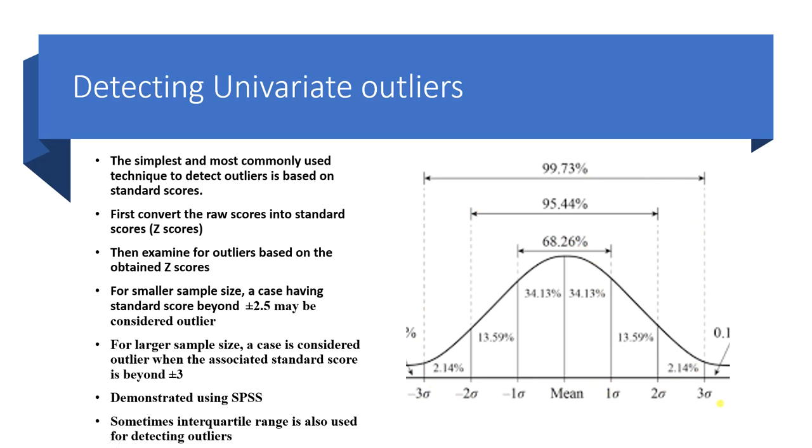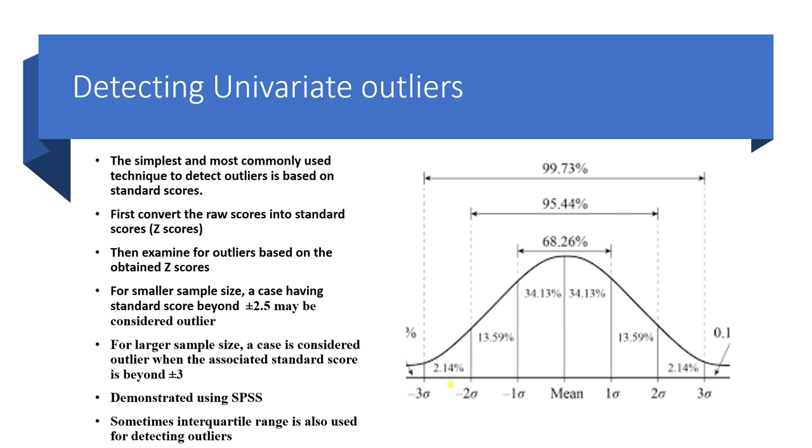So any individual case having a standard score beyond this is different from the majority, different from the 99% of the cases. We relax this criterion if the sample size is lower, and we choose 2.5 in between 2 and 3. So plus minus 2.5 is the range.